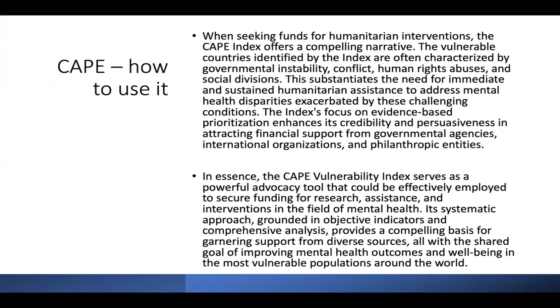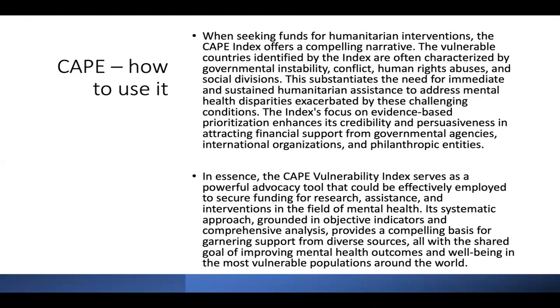And finally, when seeking funds for humanitarian interventions, the CAPE Index offers a compelling narrative. The vulnerable countries identified by the index are often characterized by governmental instability, conflict, human rights abuse, and social divisions. This substantiates the need for immediate and sustained humanitarian assistance to address mental health disparities exacerbated by these challenging conditions. The index's focus on evidence-based prioritization enhances its credibility and persuasiveness in attracting financial support from governmental agencies, international organizations, and philanthropic entities.